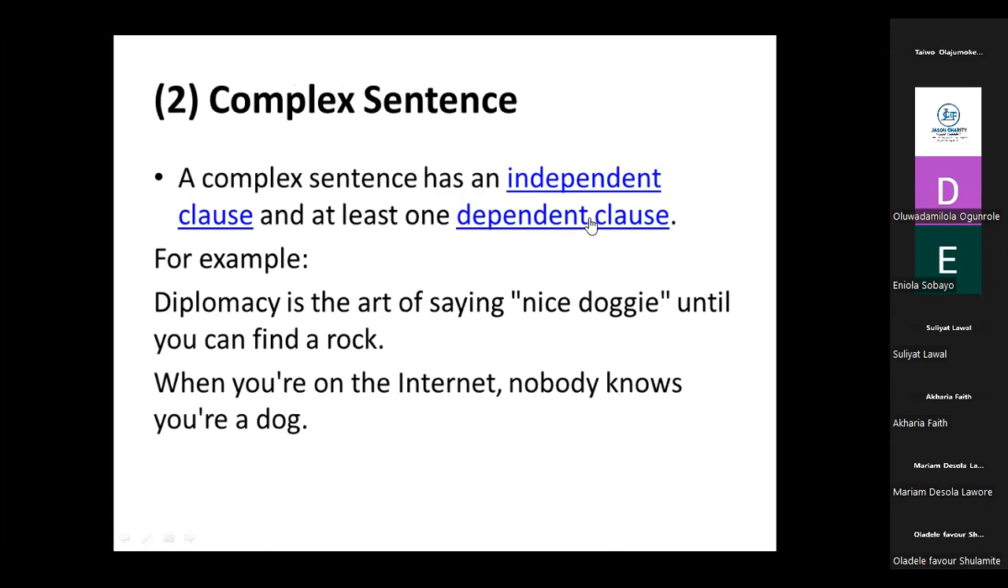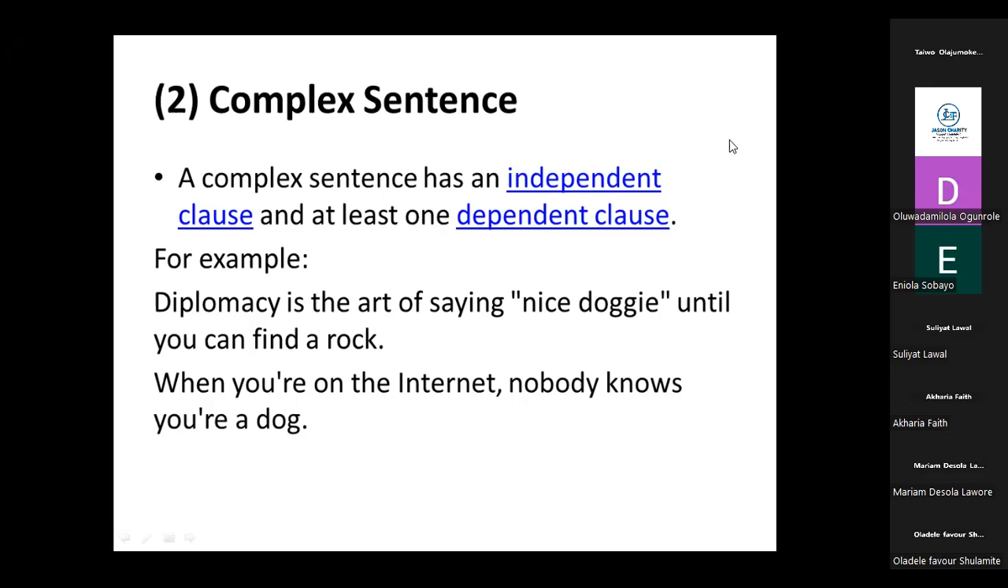A complex sentence in its own will have an independent clause and at least one dependent clause. What I mean by this is this. In a complex sentence, you have a main clause and at least one or 2 subordinate clauses.